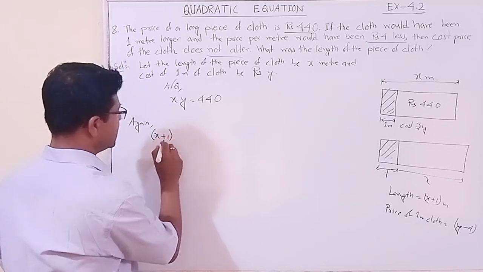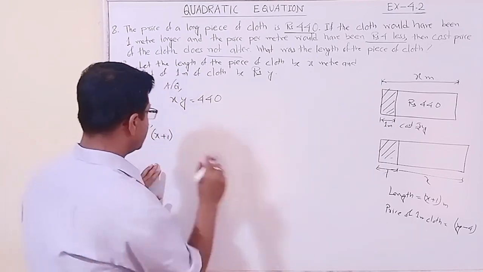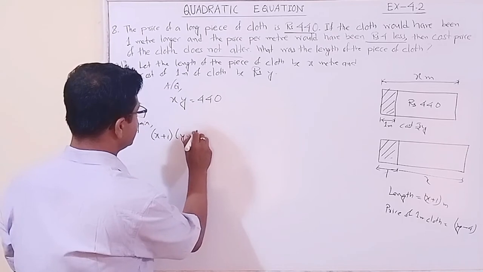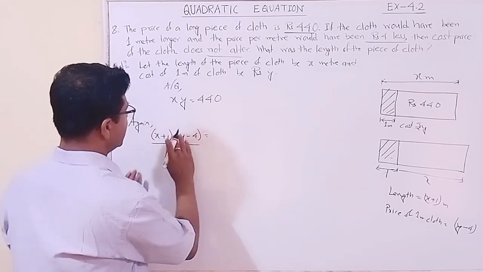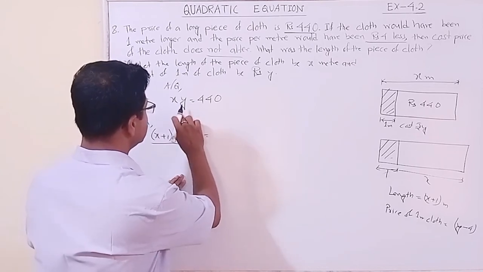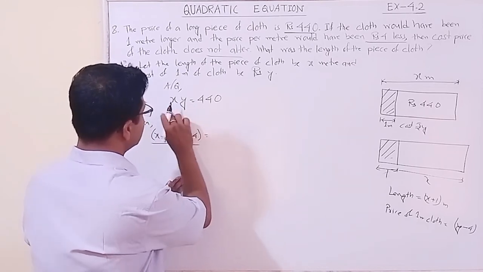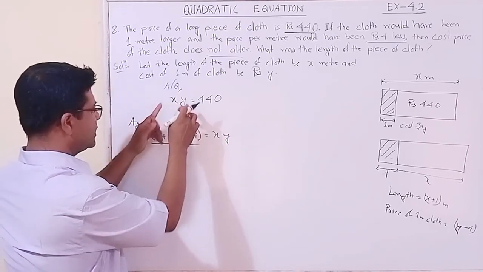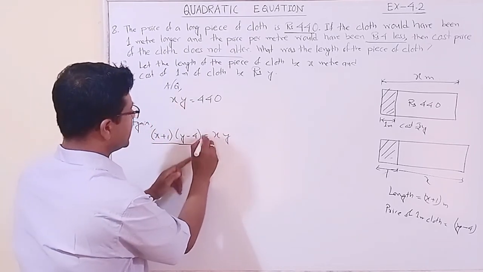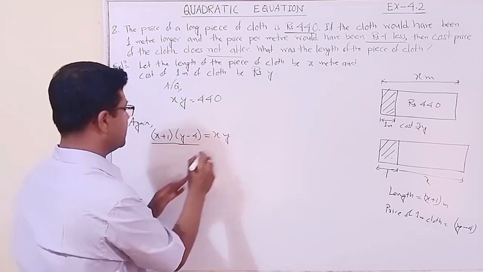So again, what is the total cost of the cloth? x plus 1 is the length. The cost of 1 meter is y minus 4. This is the total cost. For 1 meter this much, total length is this. Now it will not alter. It will remain the same. Earlier cost was xy. Now the cost is this. They will not change. It means they will remain the same.